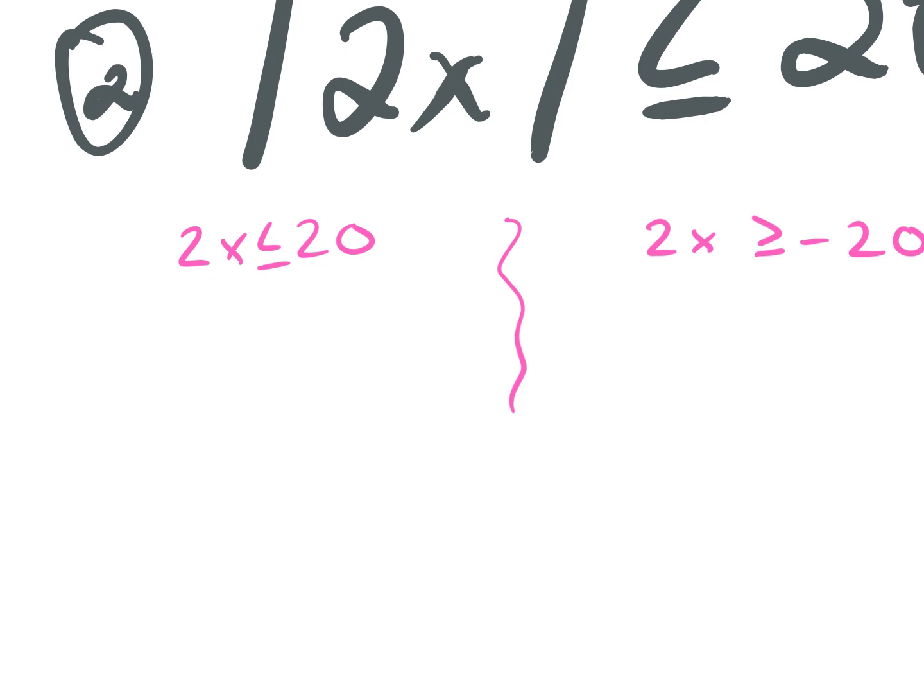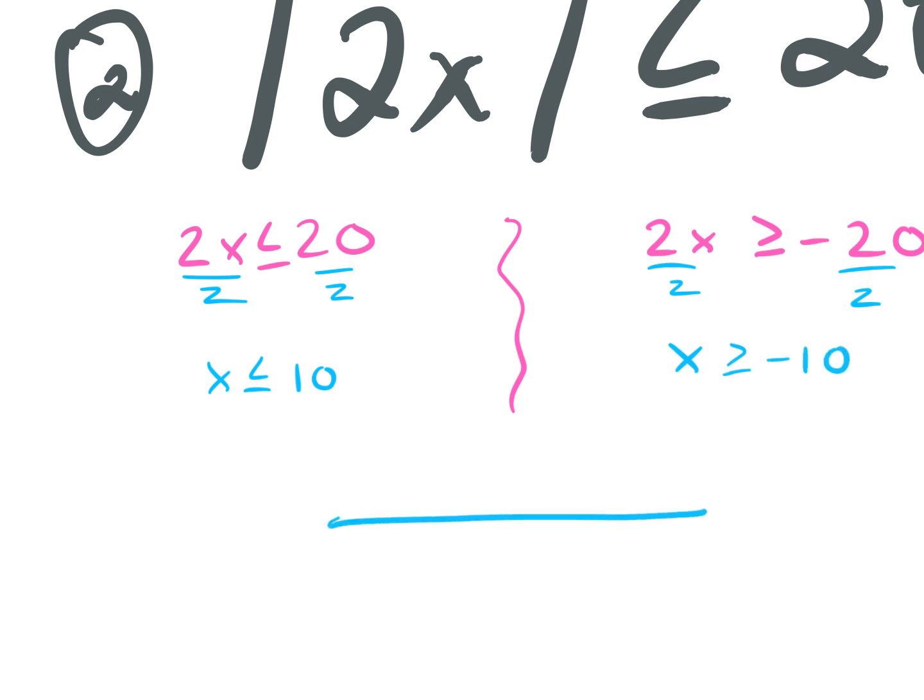What would I do to solve for x? Divide by 2. So x is less than or equal to 10. Same thing in our other one. We're going to divide by 2. So x is greater than or equal to negative 10. So let's put them on a number line. Which one's going to go first? Negative 10. The smaller number always goes to the left.